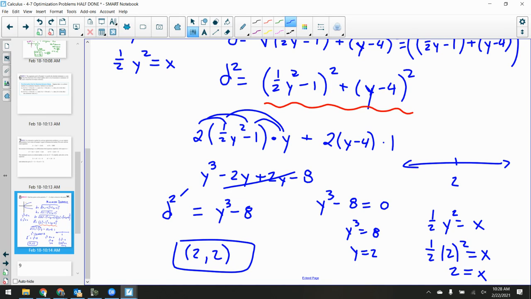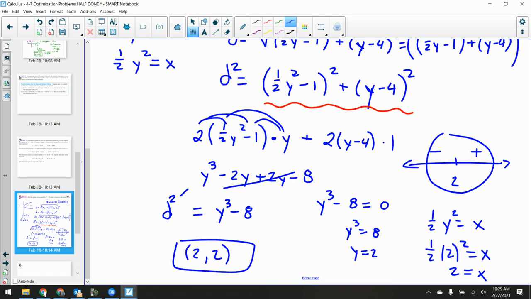Something like maybe 1. 1 minus 8 would get us a negative. Something bigger, so 3. 27, that would be positive. Is it truly a minimum value? Yes. It's decreasing and then it goes to increasing. So we know for sure that it is a minimum value. I guess we should be a little bit more thorough with our work to show that it would indeed be a minimum value. And that minimum value would exist at (2, 2).